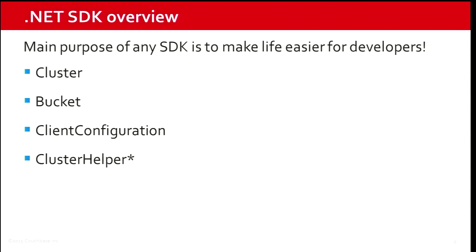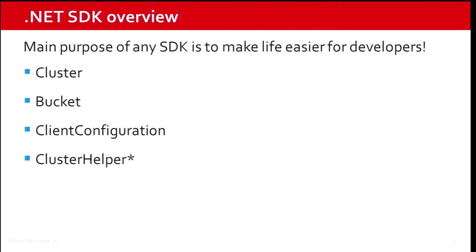So the .NET SDK overview. First of all, there are four main components to the .NET SDK. The number one component is the cluster object. The cluster object is the core object that handles all the communication with the Couchbase server. It handles cluster map configuration updates. It handles reference counting of bucket objects that you create.